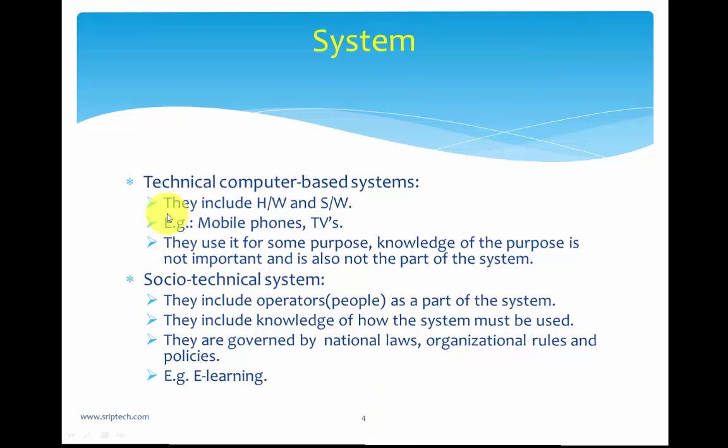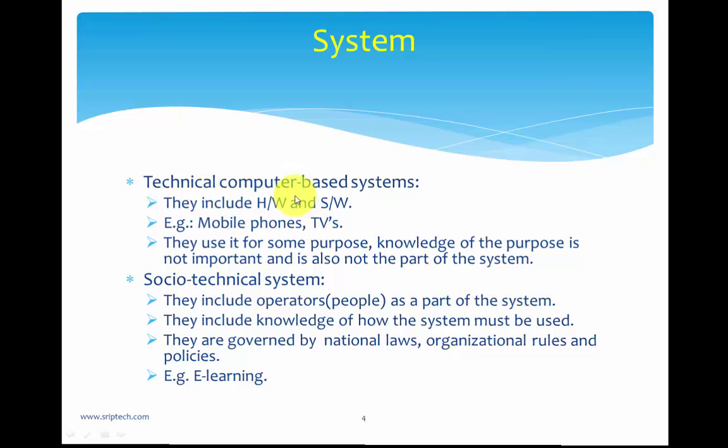Now when you take into account the technical computer based systems, as I told you earlier, they include hardware and software. An example of that could be your mobile phones and TVs. Now you have all smart mobiles. In the smart mobile you have both hardware as well as software. Now where is the software? You have an Android operating system there. Even televisions are software embedded, but they come in the form of embedded software.